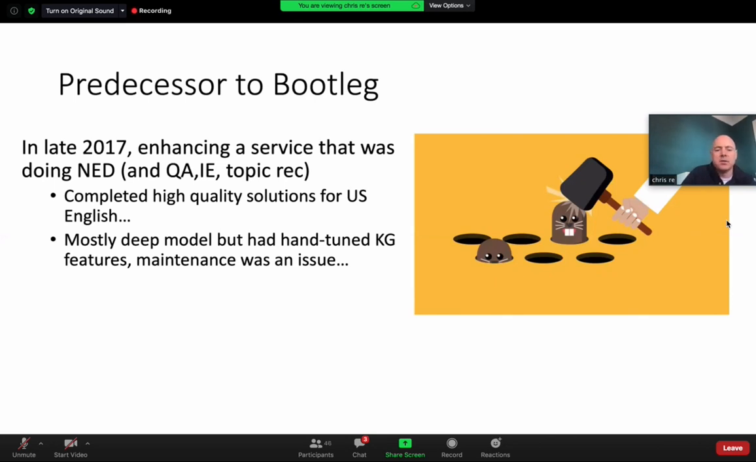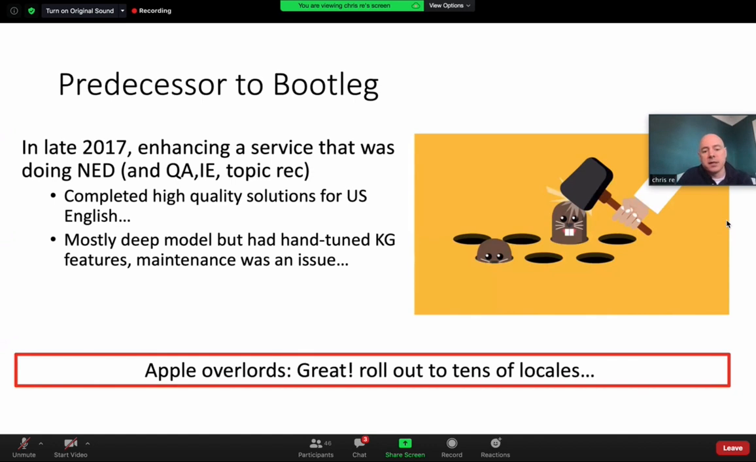It had a couple of hand-tuned knowledge graph features that we thought were the bare bones of what we were doing. But maintaining those features over time was becoming a challenge as the knowledge graph would evolve. So we wanted to show this to our Apple overlords, and they're good people. I like them. They said, this is great. We love it. We're going to roll it out in English. We'd love to roll it out in tens of locales or languages around the world, which have different front-end products. They said that was great, but they also told us they were not going to give us tens of new headcount. What they meant is: figure out how to do this at a much larger scale.